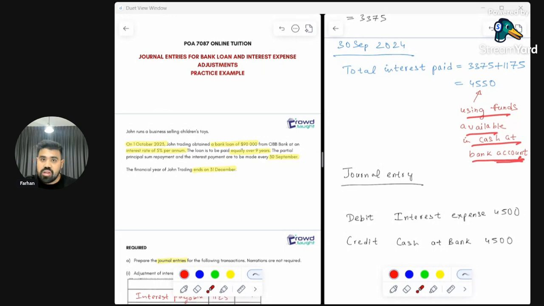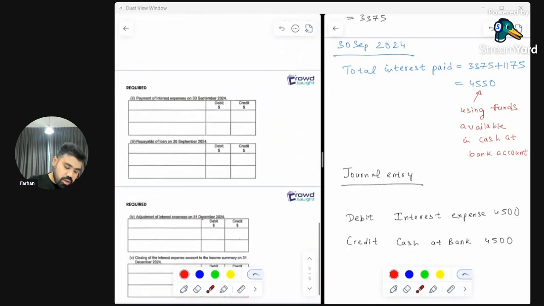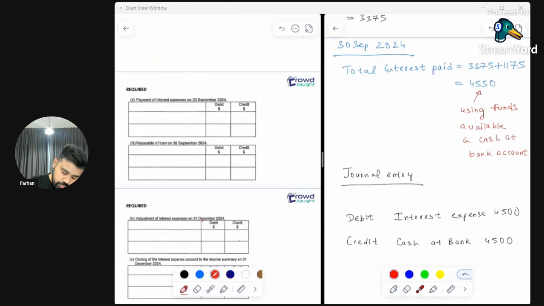Cash and bank account in itself is an asset account. So when assets go down in value, what do we have to do? We have to credit it. So we will credit the cash and bank account by $4,500 in the journal entry, and we would debit the interest expense by $4,500 because all this $4,500 basically refers to expenses, right? So the journal entry that we will have on 30 September 2024 is to debit the interest expense by $4,500, and we will credit the cash at bank account by $4,500.